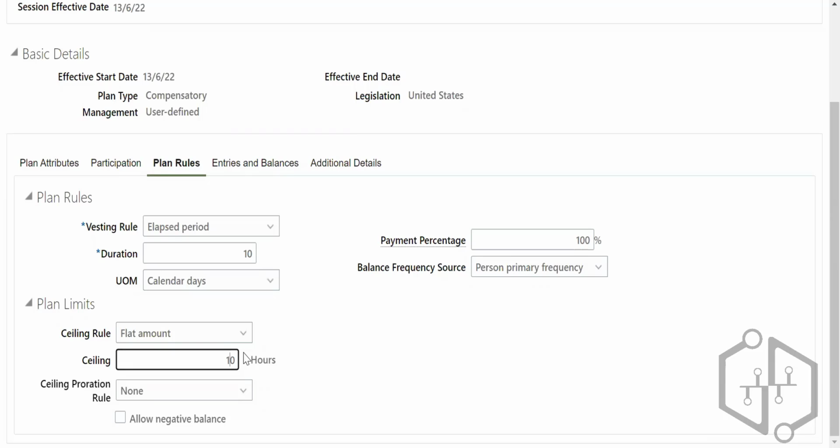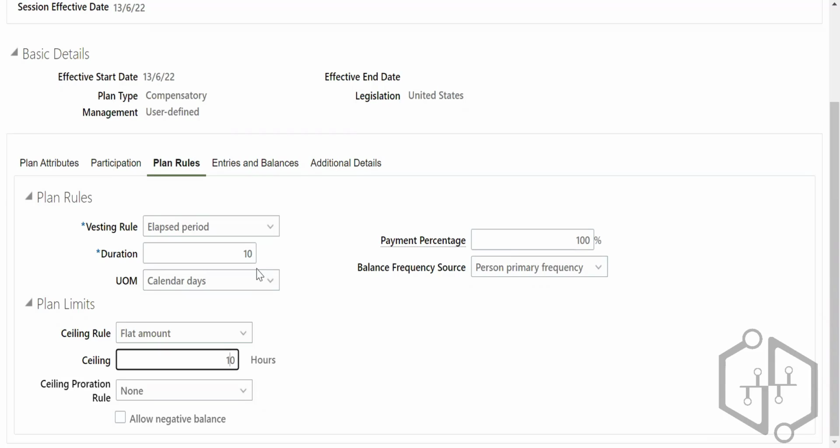Vesting rule is what? Suppose after 30 calendar days, we can use that leave. That is called vesting rule. Suppose I make it 10 duration, so after 10 days we can use those leaves. That is called vesting period. Waiting period is like we will get leaves, but we will not be able to use them. Suppose I give 30 days, within that 30 days you will get the leaves, but you will not be able to use them.